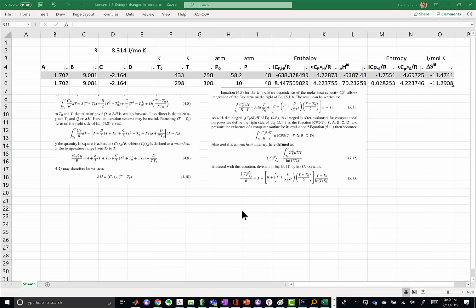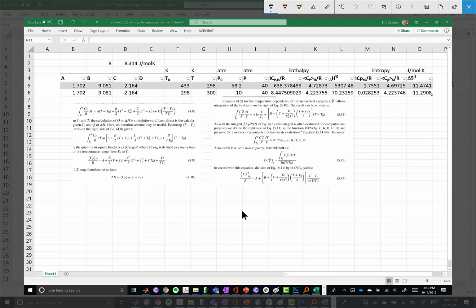So what we're looking at here is a table I've set up, and I'm going to reproduce this from scratch for you all. I've got the first 4 columns. Those just store the coefficients that we pulled from Appendix C for the heat capacity correlations. And for this example, we're going to be looking at methane.